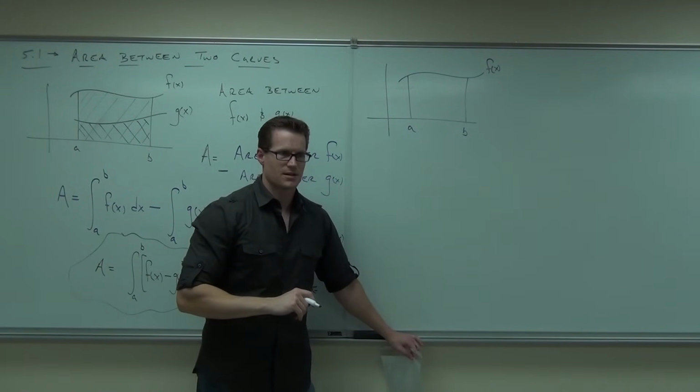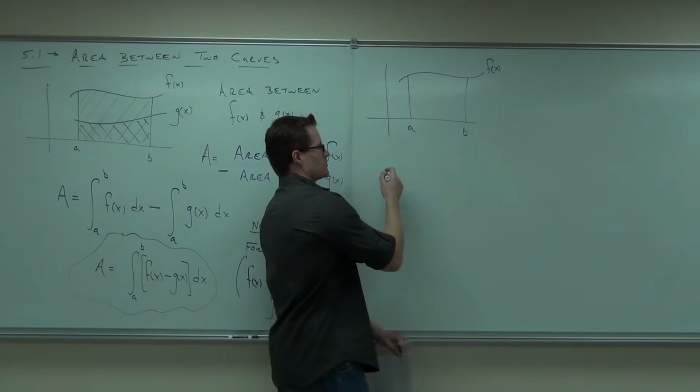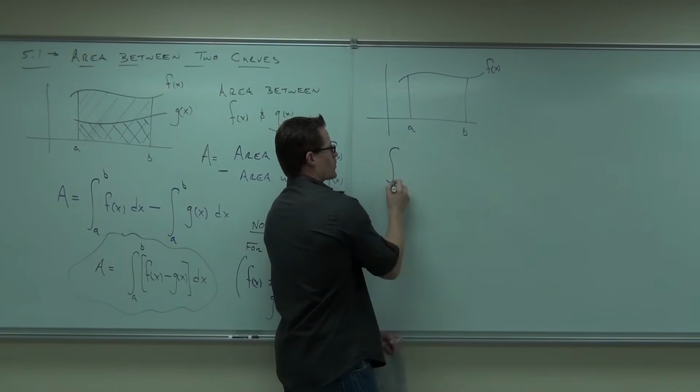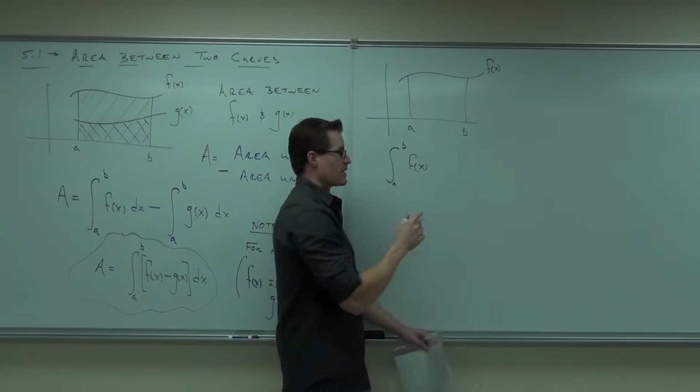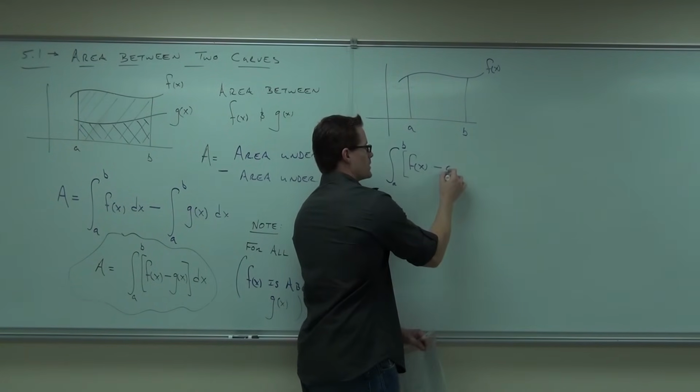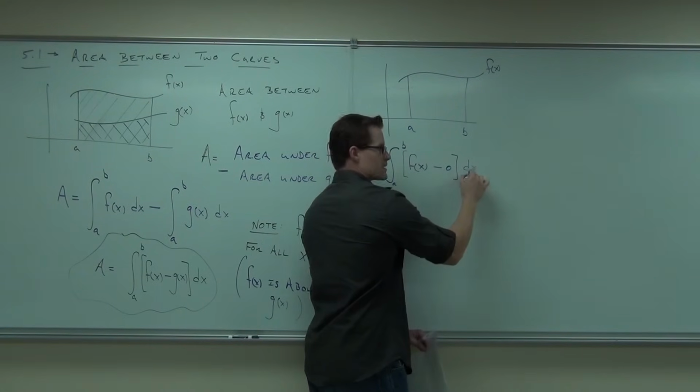The x-axis. The equation for the x-axis is y equals 0. So the integral really was a to b of f of x dx. However, think about it. It was really minus 0, because that was the second function.